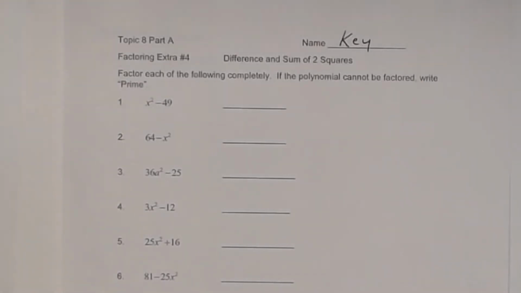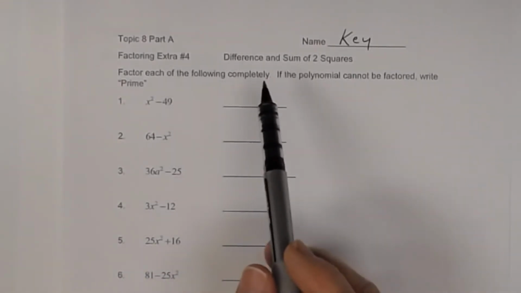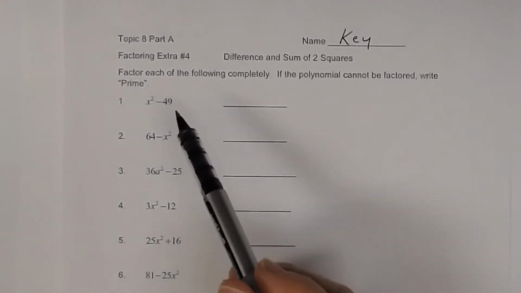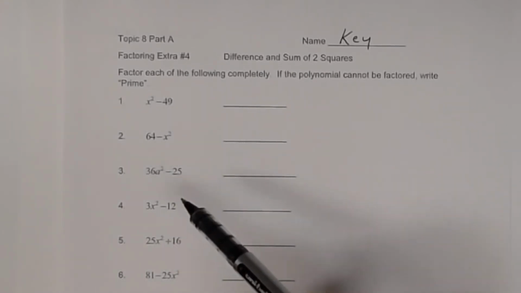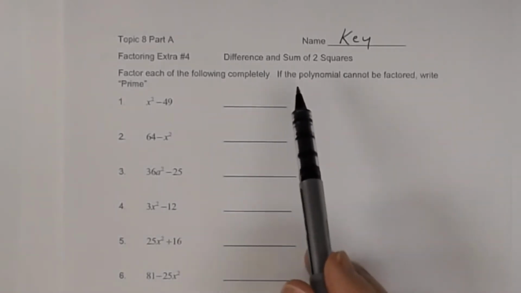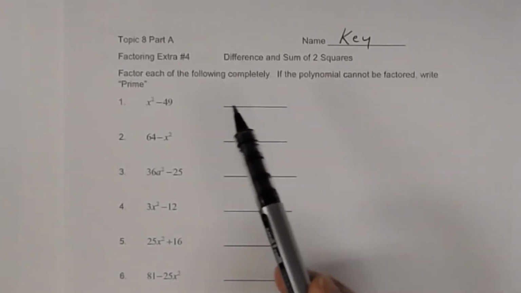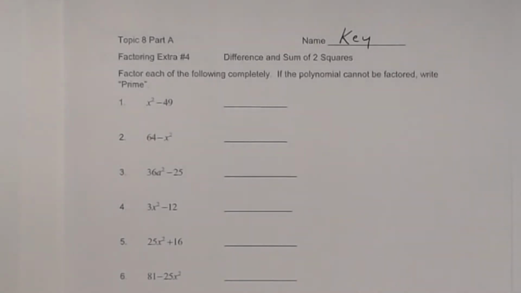This is a key to the factoring worksheet on topic 8, part A, and that was the one dealing with the difference or sum of two squares. So each of these will be a difference or sum of two squares. And it says if the polynomial cannot be factored, write prime. So make sure you use the word prime because that's what the directions state to do.